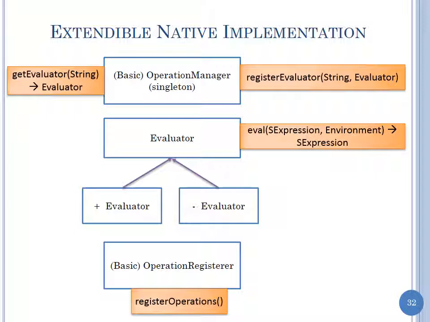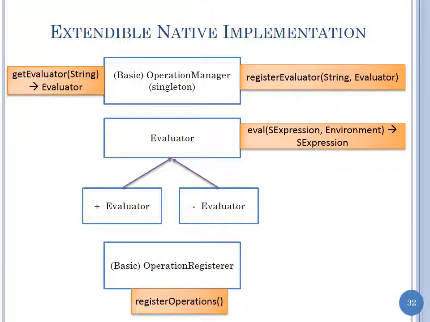The operation manager has a register method that says, given this name, here's an evaluator. And then it has a get evaluator method that says, given this name, give me the evaluator. And again, the question is, who invokes the operation manager's methods? You can always say the main method, before it starts, invokes on the operation manager all the things it wants to do. That's making main a little too bulky. The task of registering is a separate task that you can define.